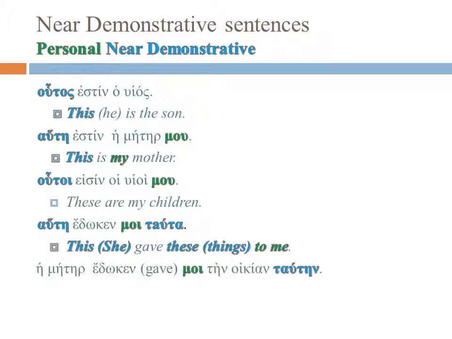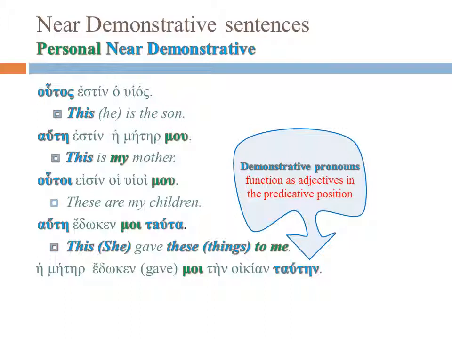He meter edoken moi tauten ten oikian. The mother gave to me again, right? The dative that Yoda tells us is the dative, moi, ten oikian, the house. And tauten here is in the predicative position, right? If this were an adjective, we would say, oh, we need an is here. But this is a demonstrative pronoun, so it is functioning as an adjective. So we get, the mother gave me this house.